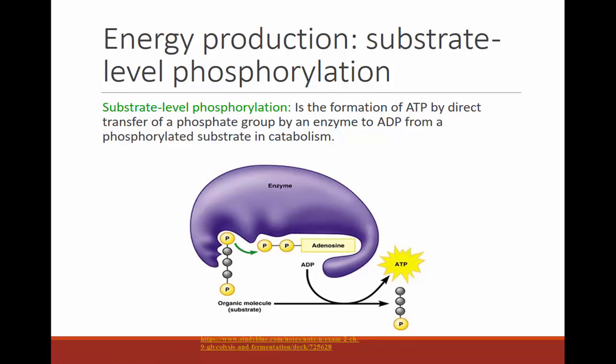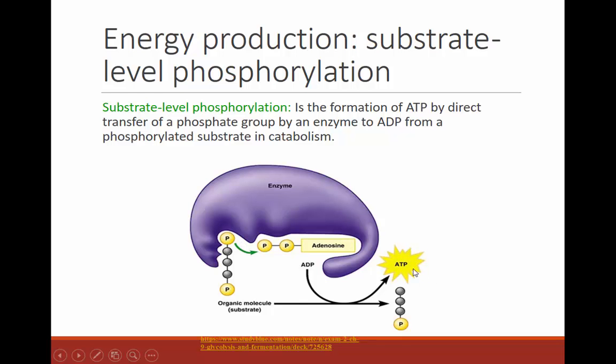Then we've got the substrate level phosphorylation. So if you think of this big purple thing as an enzyme, okay, so what do enzymes do? They catalyze reactions. Yeah? So you've got a phosphate group here, and it actually joins to another phosphate group on adenosine. So you've got adenosine diphosphate. Now what happens there is when that joins, you get the production of ATP. So you get the phosphorylation occurring here.